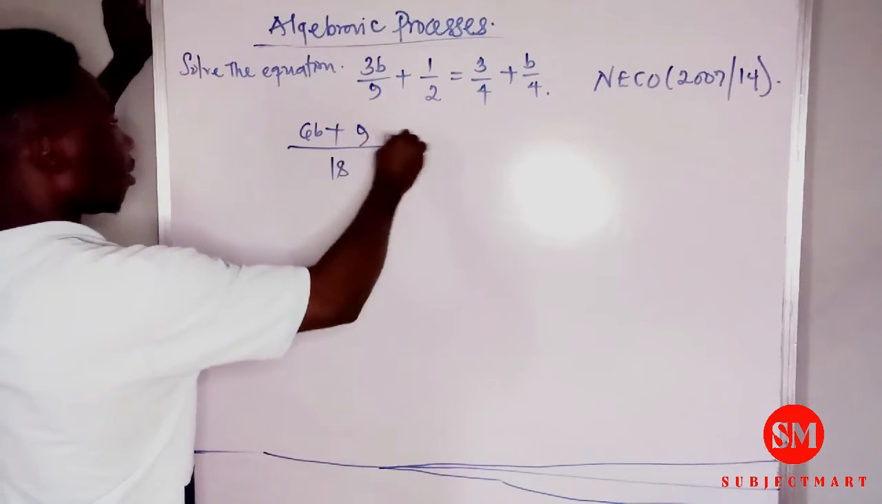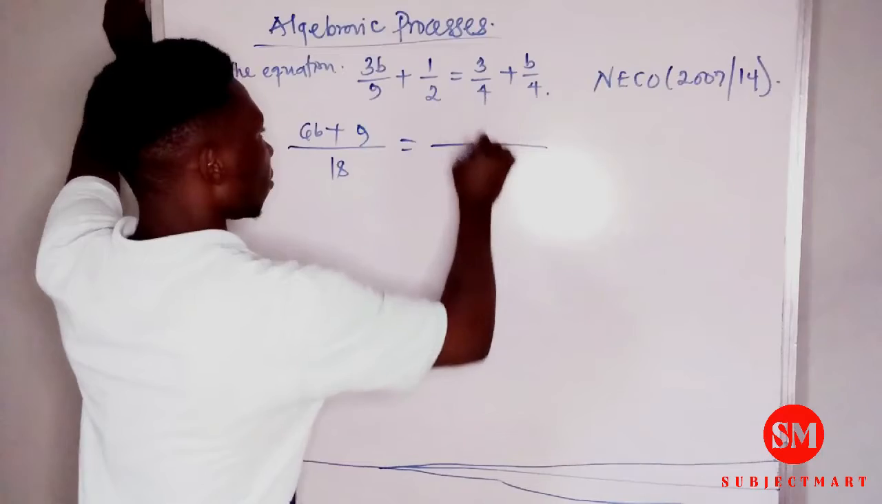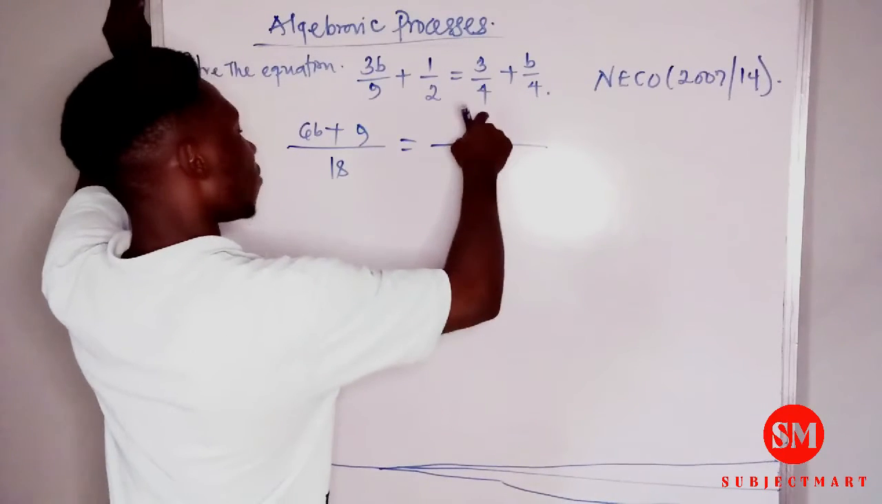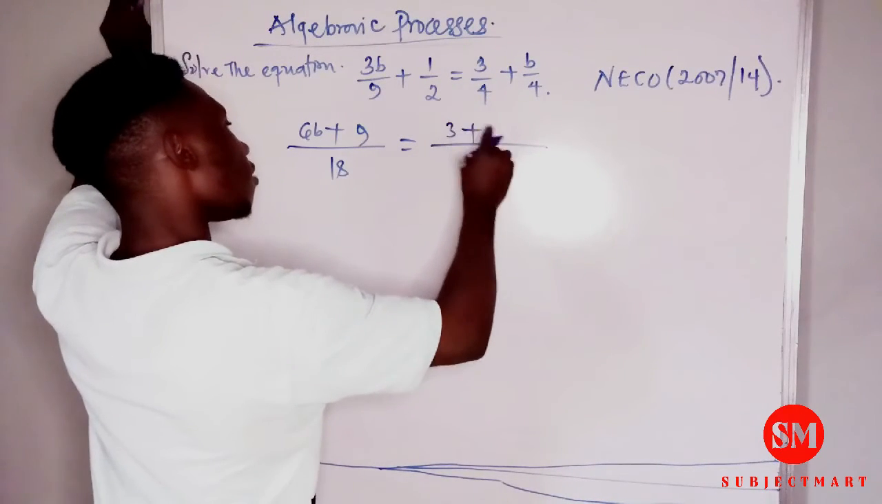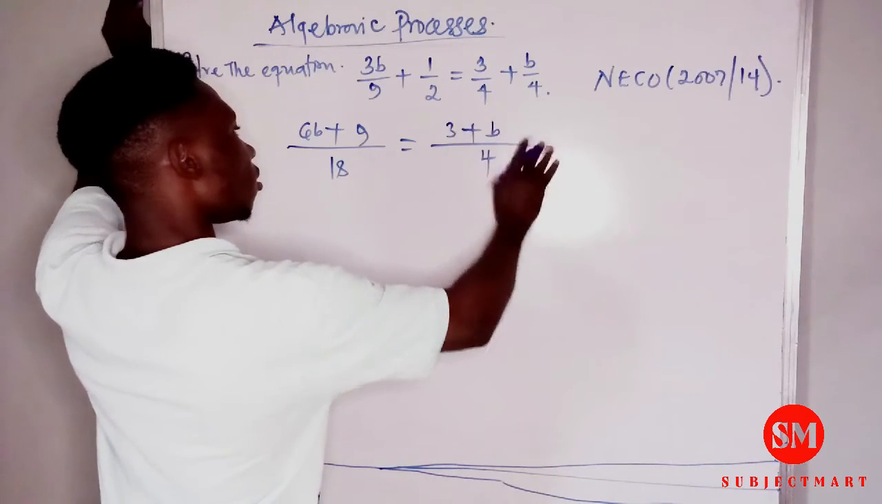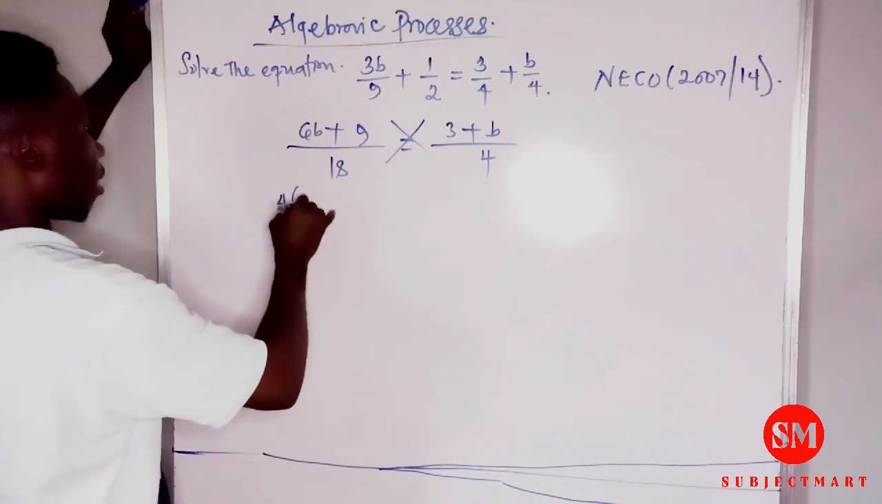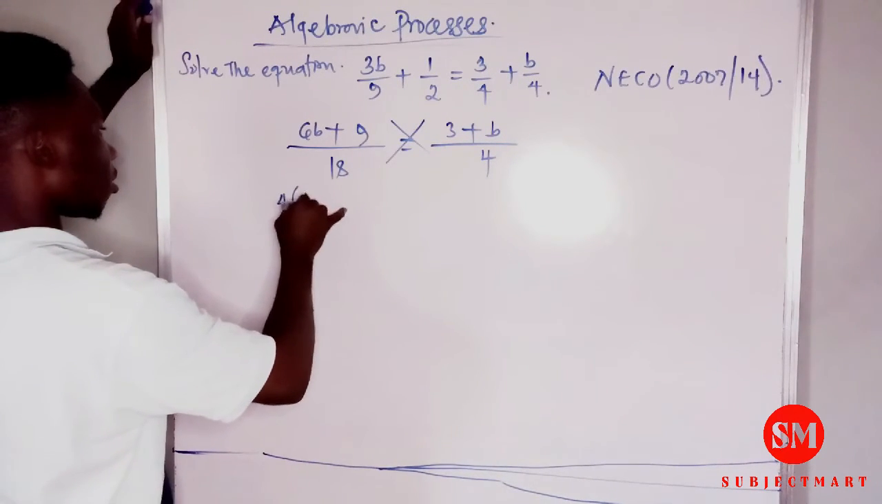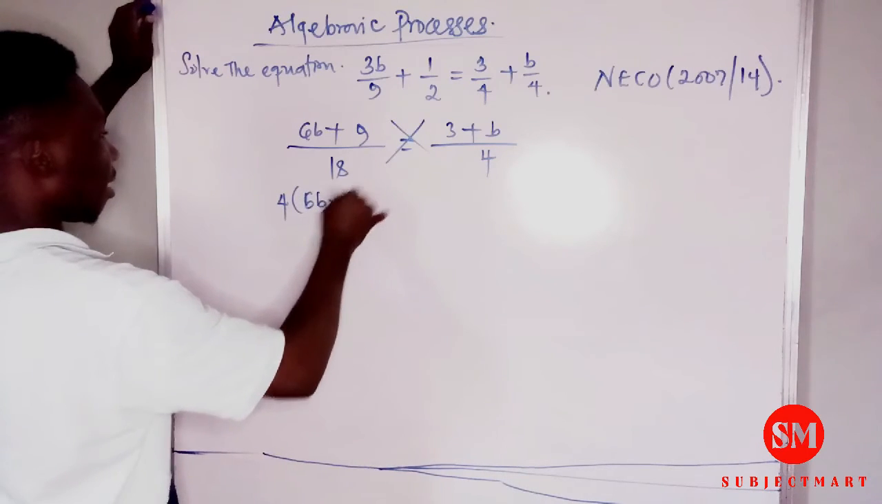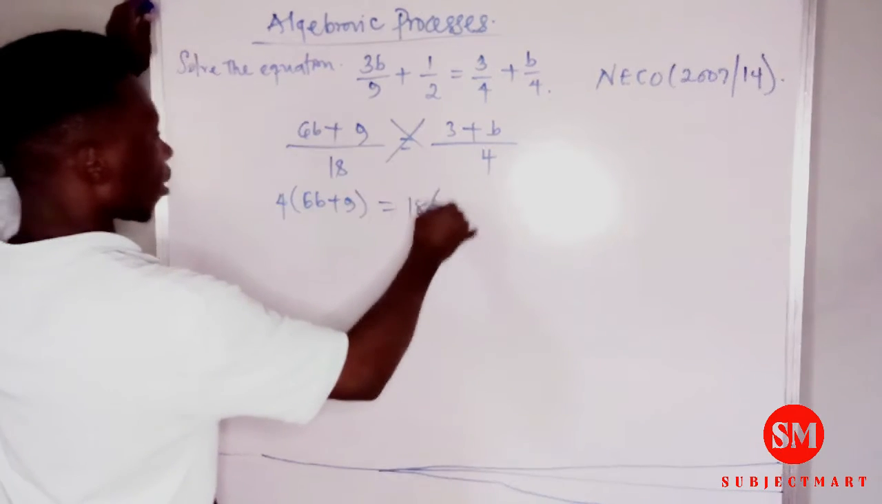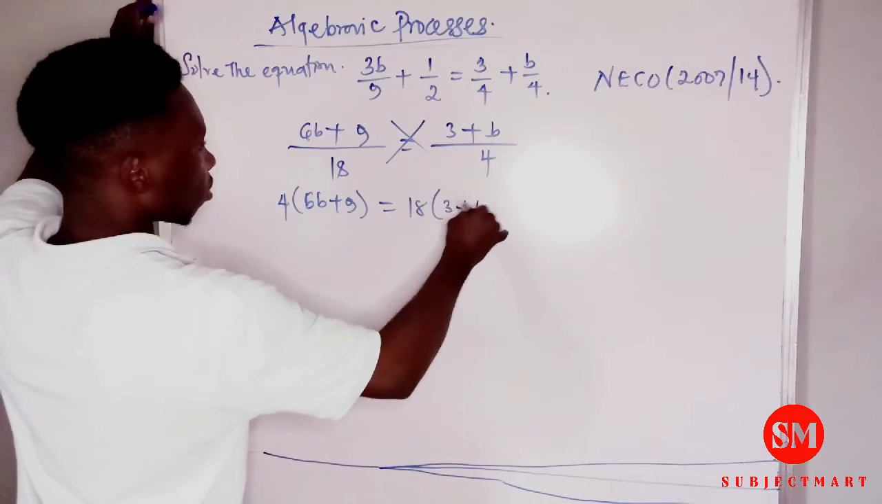9 times 1, 9. Is equal to, at this junction, my LCM here becomes 4. 4 divided by 4, 1. 1 times 3, 3, plus 4 divided by 4, 1. 1 times b. So at this junction, cross multiply. This becomes 4 open bracket, 6b plus 9 is equal to 18 open bracket, 3 plus b.